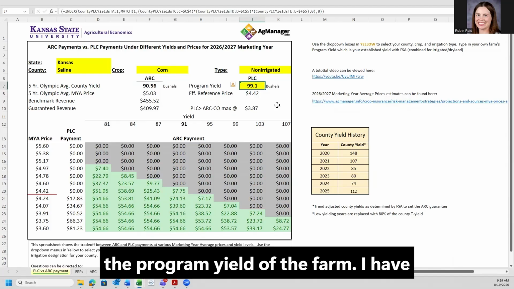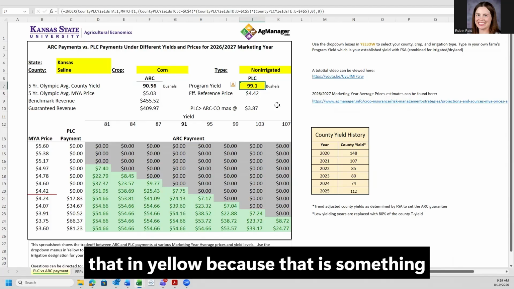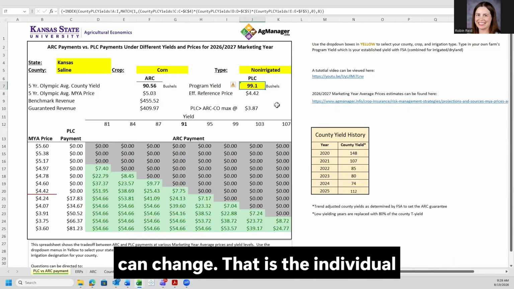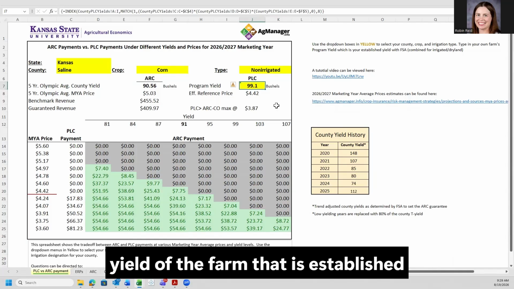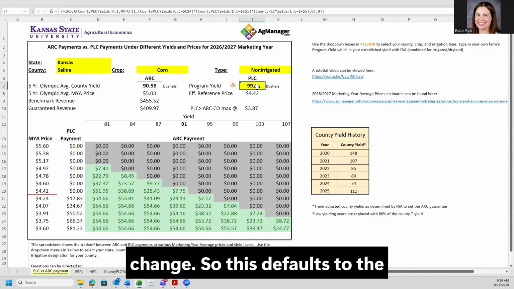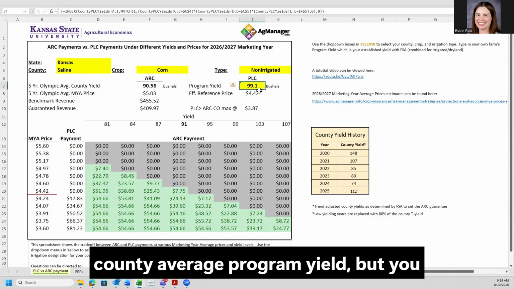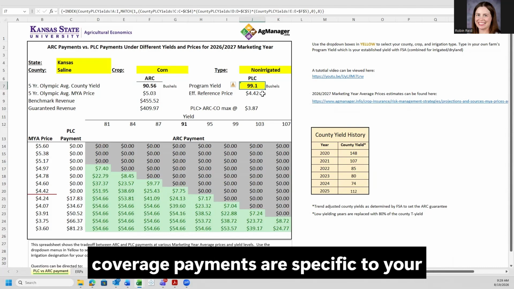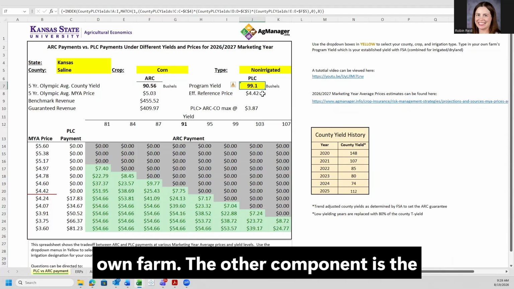yield of the farm. I have that in yellow because that is something in the spreadsheet that you should and can change. That is the individual yield of the farm that is established with the Farm Service Agency and does not change. So this defaults to the county average program yield, but you want to type in your own farm's program yield, and that way the Price Loss Coverage payments are specific to your own farm.